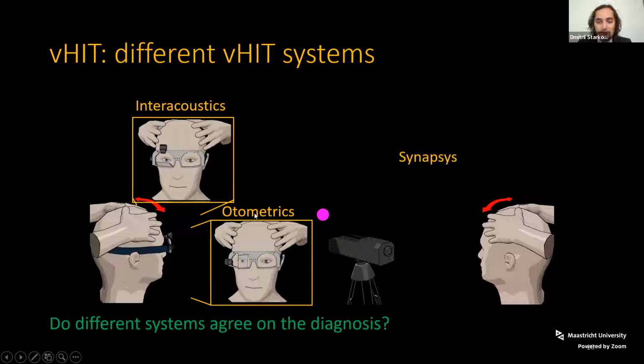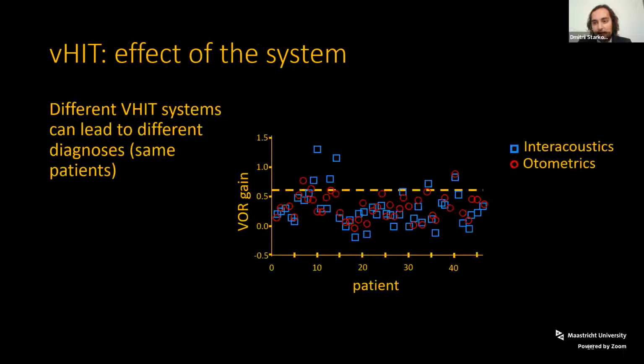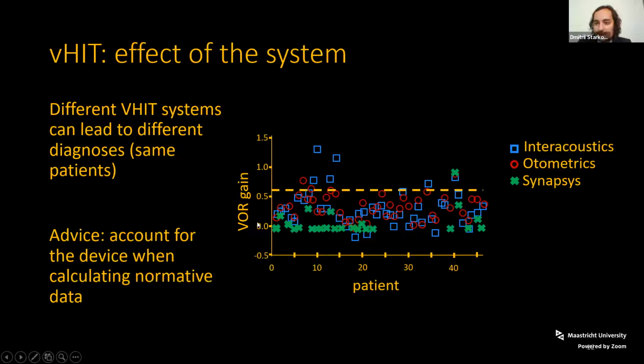And again, we come to the second objective of my study, which was based on the question: should we expect differences in diagnosis when we apply different systems in the same patient? In this case, we tested our patients using three different systems. We observed that the systems which used the same way of recording data, the goggle-fixed camera, produced pretty similar results. However, the third system, which used the ground-fixed camera, was very different in the outcomes. This led to discrepancies in the diagnosis for some patients. This fact is important because when we apply different systems, we obtain differences in diagnosis. In this case, we advise those who deal with the normative data to account for this fact and to provide the normative data with the corresponding system it was calculated with.